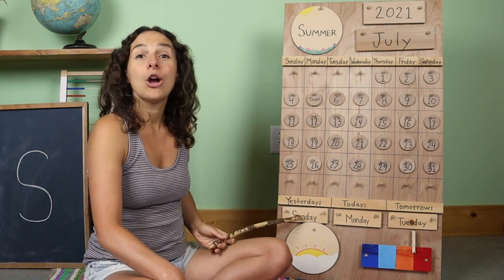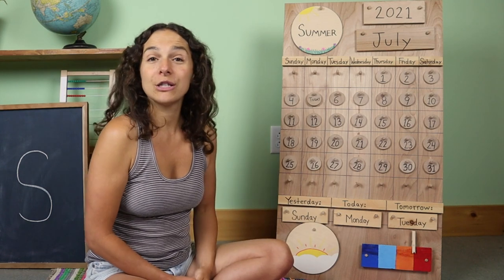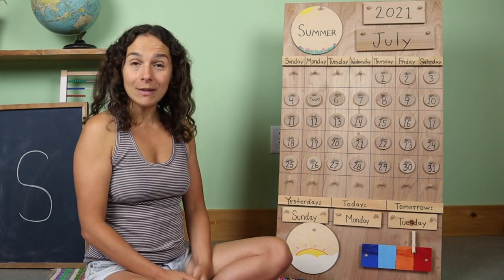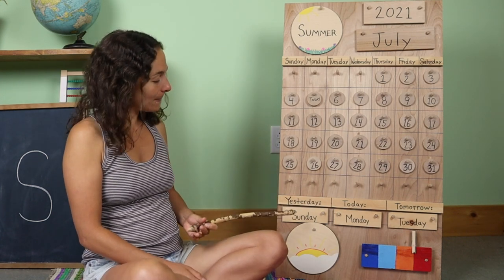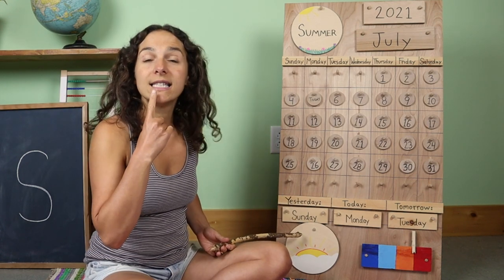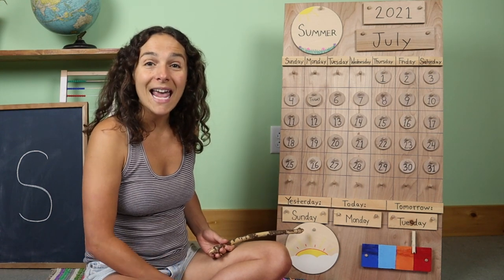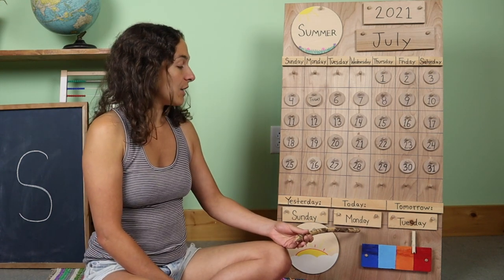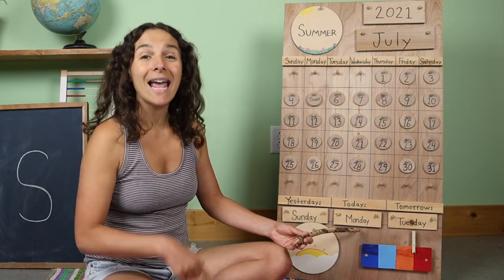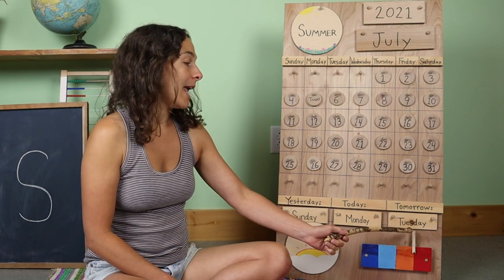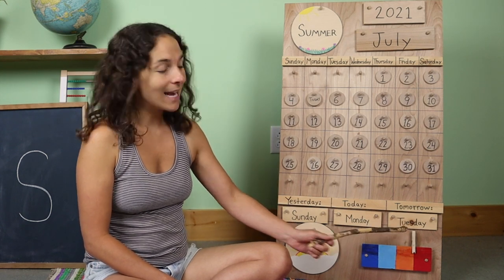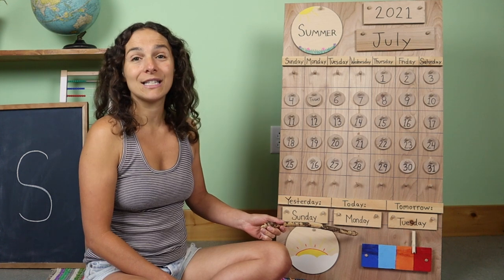Down at the bottom of the chart, we have the days of the week, so let's go over them quickly. Listen to the sound that the day starts with, and if you know what the day is, you can say it out loud with me. Let's see. This says that yesterday was Sunday, the last day of the weekend. So that means that today is Monday. The first day of the weekday, and tomorrow will be Tuesday. But let's go back and sing Today is Monday together.